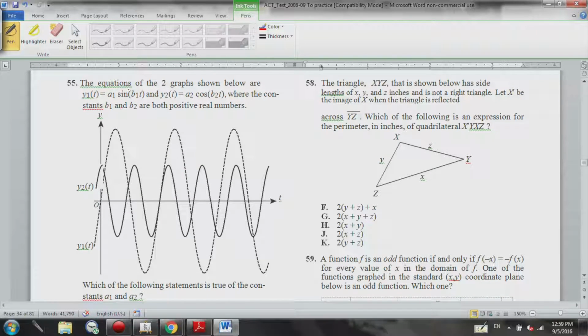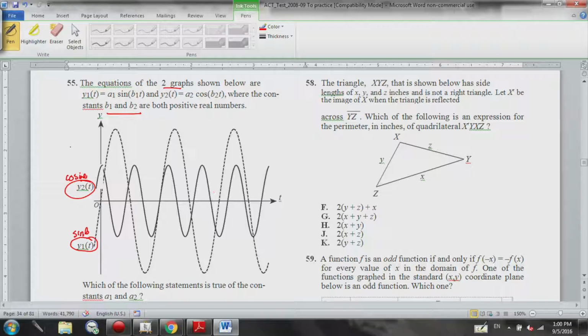Question number 55 says, the equations of two graphs shown below are y1 equals a1 times sine of b1t, and y2 equals a2 times the cosine of b2t. The first one, the dotted one, is the sine curve, and the solid one is the cosine curve, where the constants b1 and b2 are both positive real numbers.